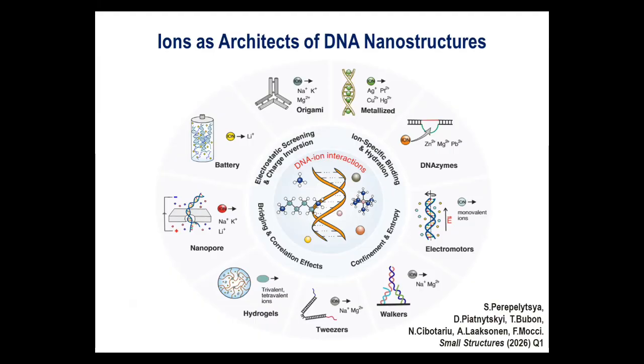I just discussed this one and this one, and probably just mentioned origami, but we also have many other applications of DNA and the ions. So this combination, I mean, this property of DNA that it is a highly charged polyelectrolyte, makes it very important. This is a very important property as a material.